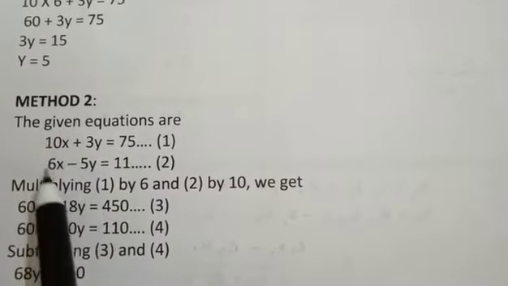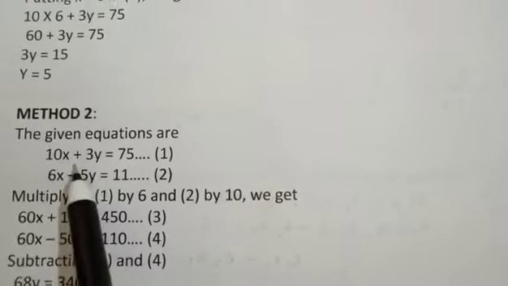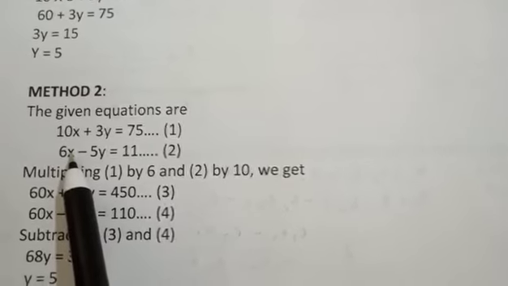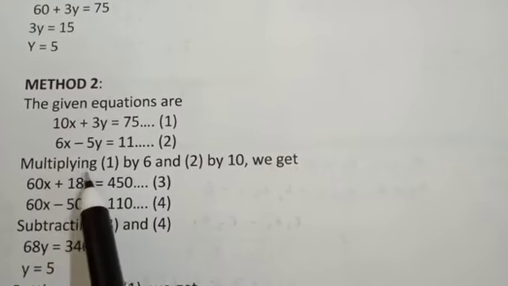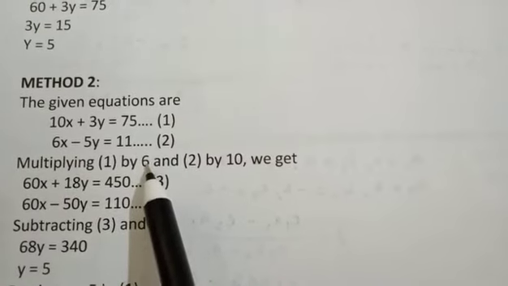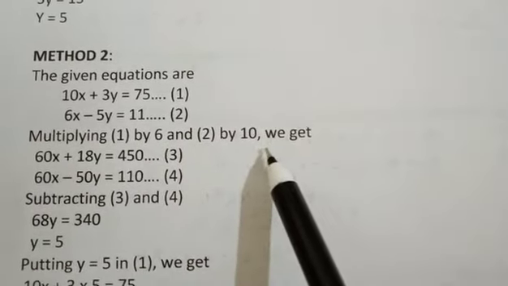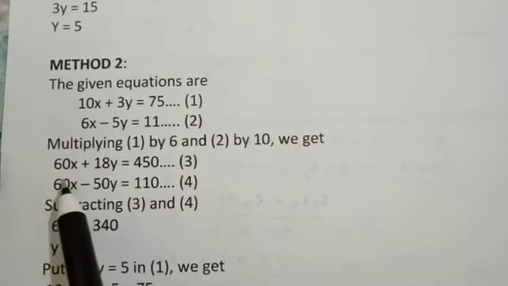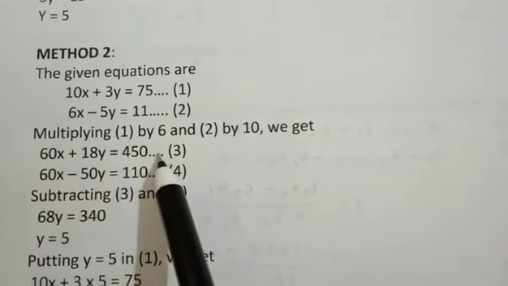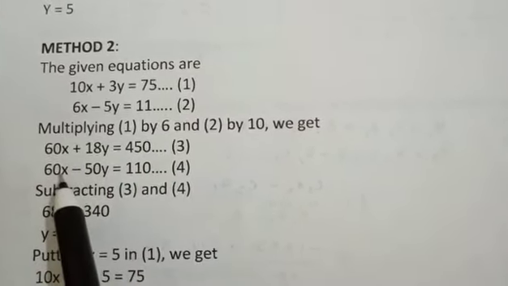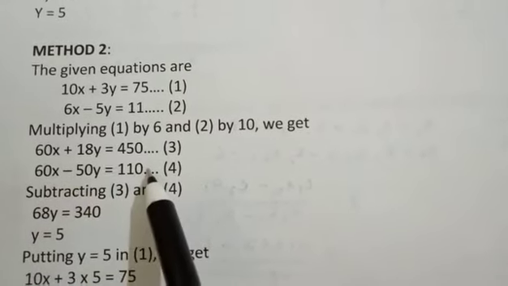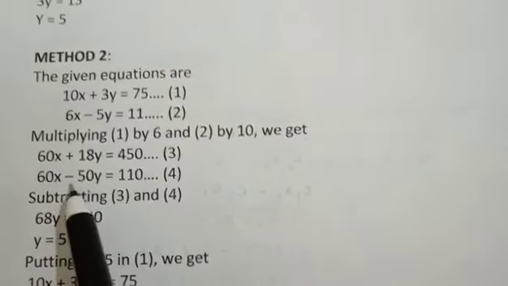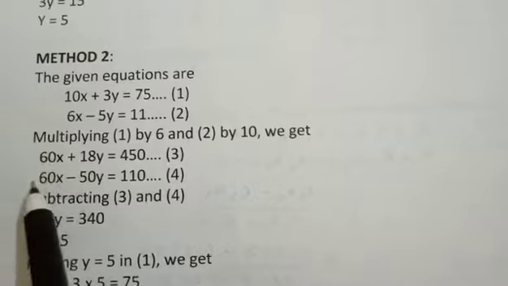Now I want to eliminate the x. Now the LCM of 10 and 6 is coming to be 60. So what I'm going to do, I'm going to multiply the first equation by 6, the second equation by 10, so that in the third and fourth equations, if you look here, we are getting 60x plus 18y is equal to 450, 60x minus 50y is equal to 110. Now both the x have the same coefficients. Now here, both the coefficients are having the same sign.